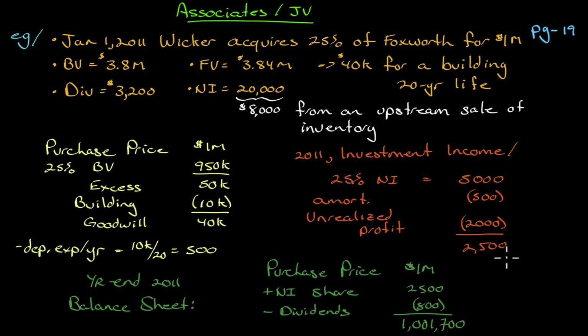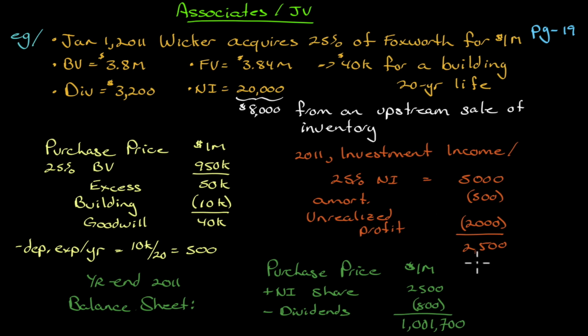So what does our balance sheet look like at the year end of 2011 now? Our purchase price was $1 million. We increase it by our share of net income, which is $2,500, and reduce it by our dividends. Remember, we're getting $3,200 now, and 25% is $800. We're left with $1,001,700.